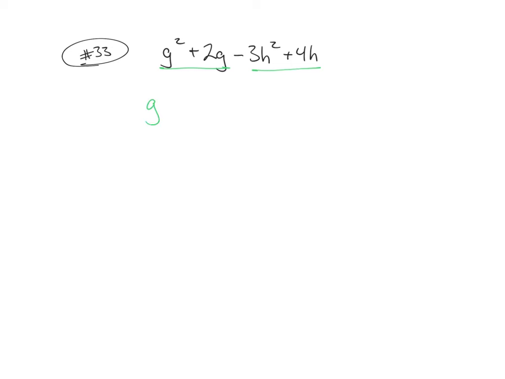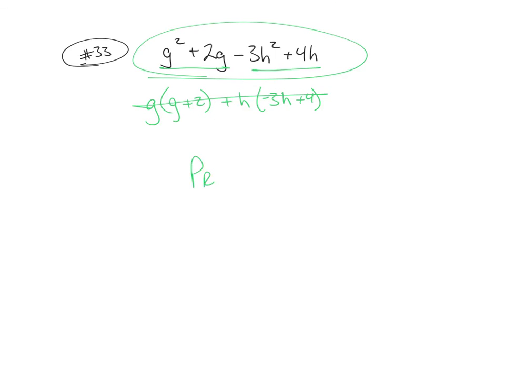So if I pull out this g, that leaves me with a g plus 2. And if I pull out this h, that leaves me with a negative 3h plus 4. So I've partially factored the front half. I've partially factored the back half. I've actually factored nothing. Okay? So really, I'm going to go back to this is a prime polynomial. I cannot factor it in any way, shape, or form.